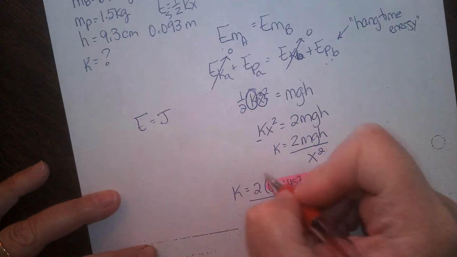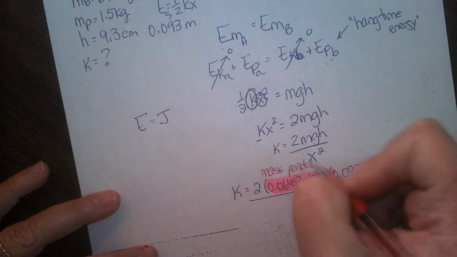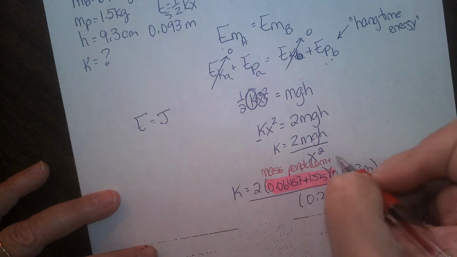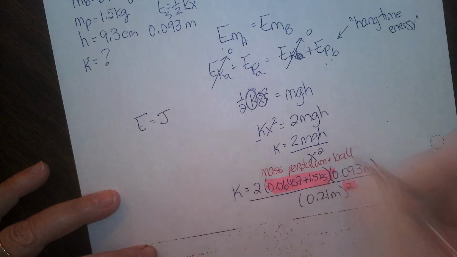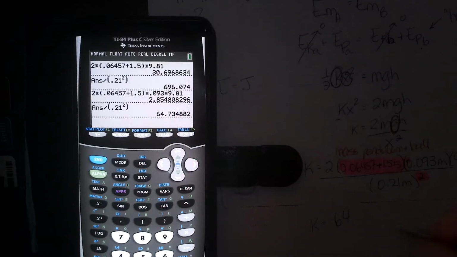This is the mass of the pendulum and the ball because they're lodged together. All right. When we do the math, we get what? 64.734882.